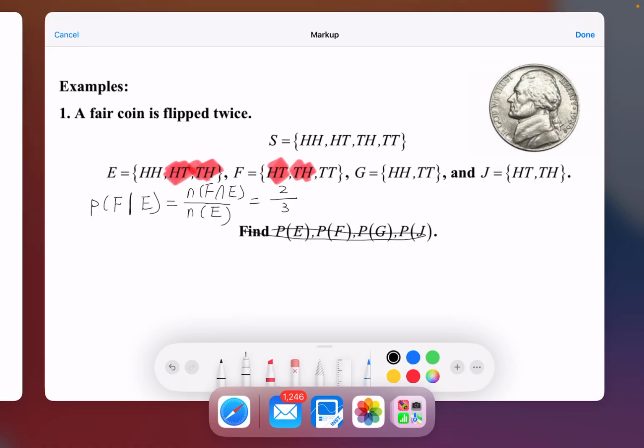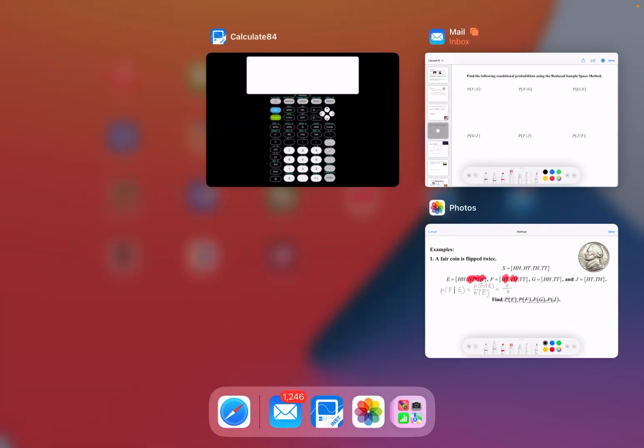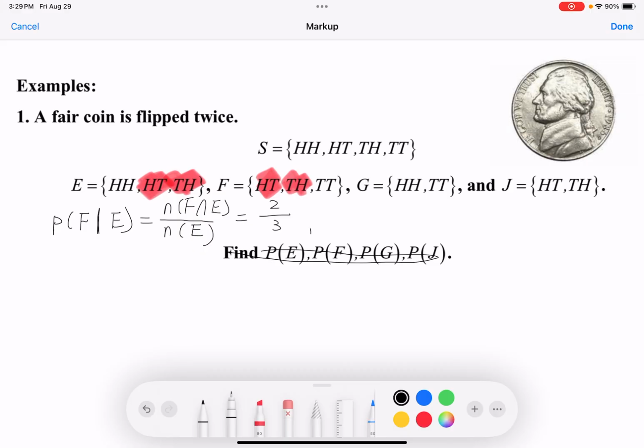Next example. Let's solve the question horizontally. P of E given G. Okay, P of E given G. So let's do the question horizontally, looking for P of E given G. The formula using the reduced sample space is N of E and G, all divided by N of G. The denominator is the G, N of G.